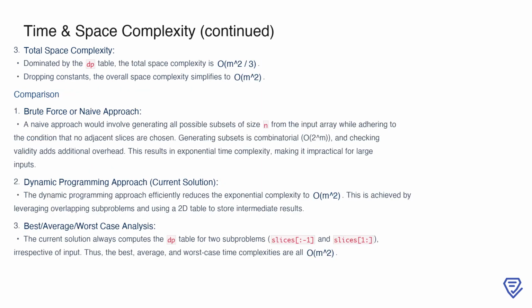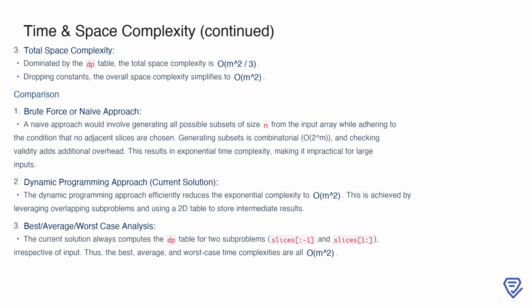The total space complexity of the solution is dominated by the DP table, which requires O(m²/3) space. When we drop constants, this simplifies to O(m²). Comparing this dynamic programming approach to a brute force solution highlights the efficiency of this method. A naive approach would involve generating all possible subsets of size n from the input array while ensuring that no adjacent slices are chosen. Since generating subsets is combinatorial, it would have a time complexity of O(2^m), with additional overhead for checking validity.